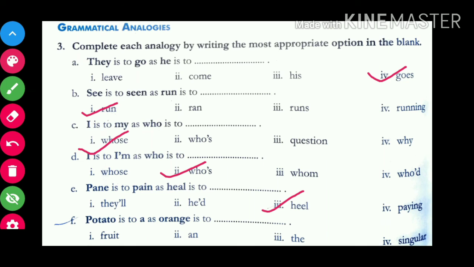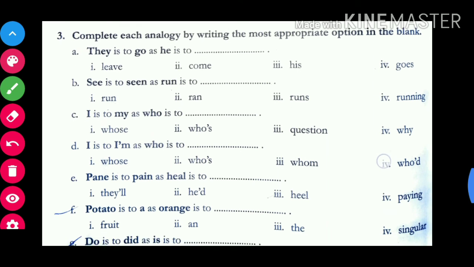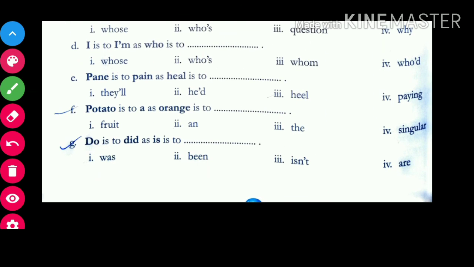Next, F. Potato is to a as orange is to, articles if we talk about a and an. Okay, an orange, a potato, the same way. G. Do is to did as is to was. Okay, so these are the answers.